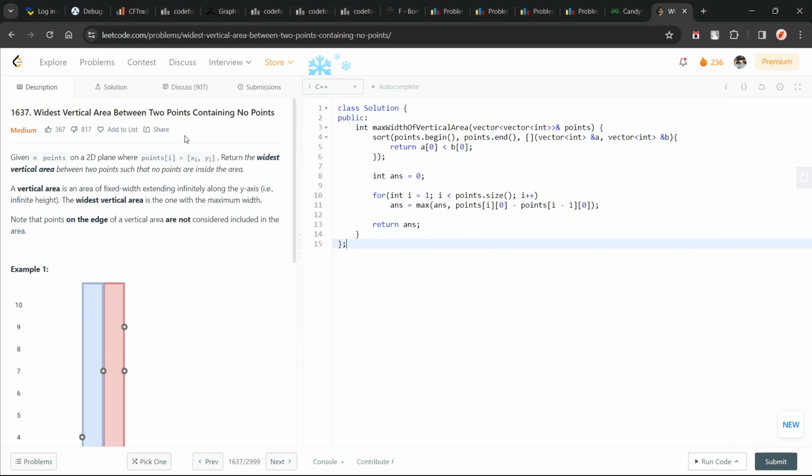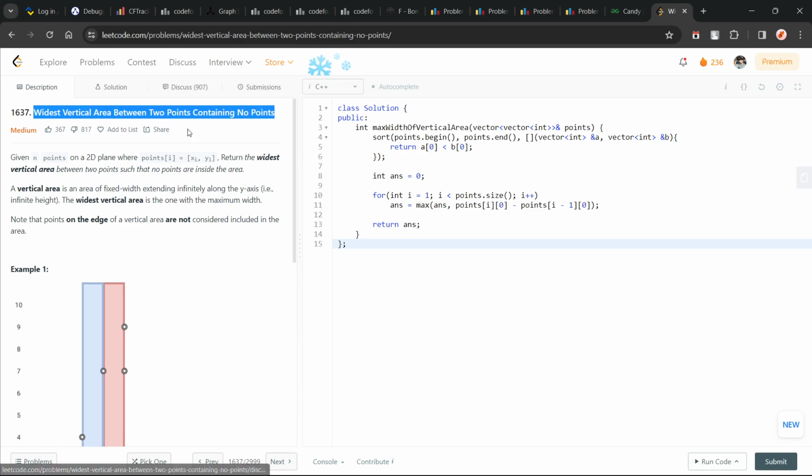So in this video, we're going to discuss the Leetcode problem of the day, and today's problem is widest vertical area between 2 points containing no points, and it is a medium level problem. So I believe Leetcode has this habit of mentioning the entire problem statement in the problem title only. That is why they have such long titles.